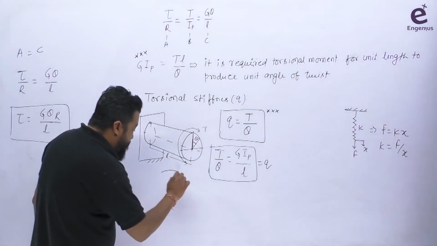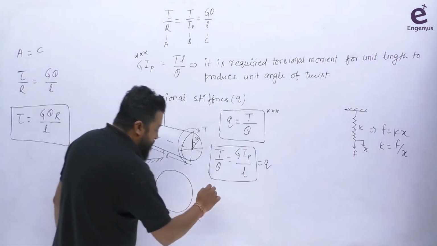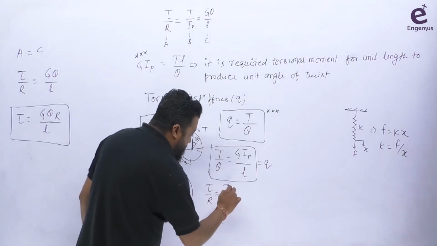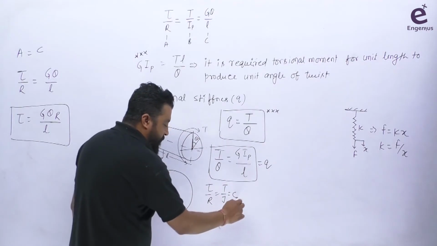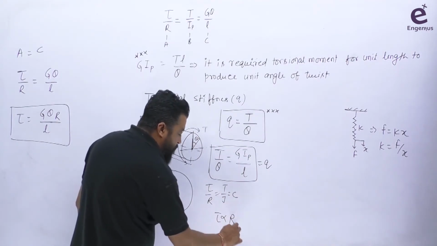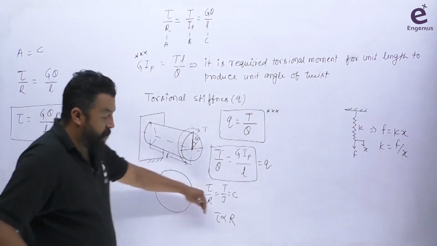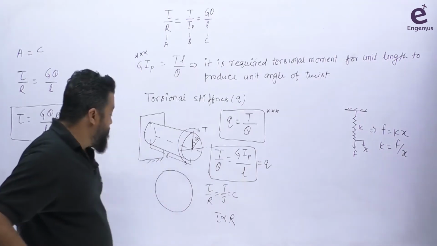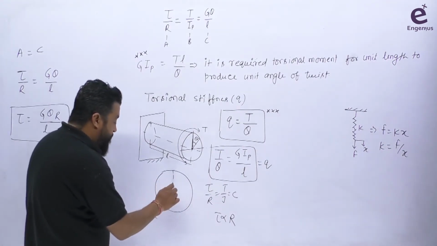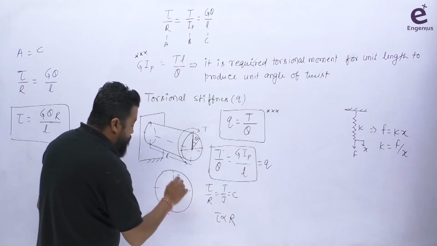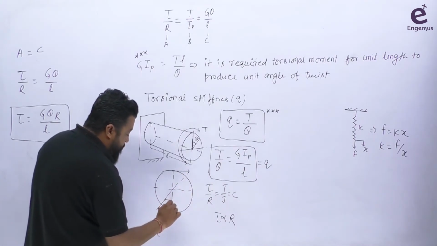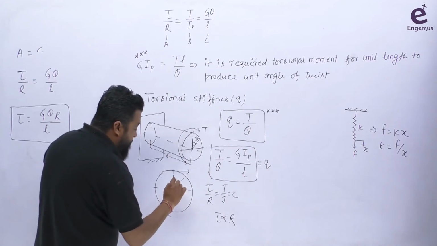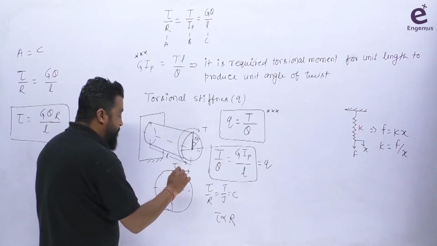The distribution of shearing stress, that we define as tau by R equals to T by J or IP. In that case, this term is a constant term here, and we know that tau is directly proportional to R here. Tau is directly proportional to radius. So over the solid shaft, the distribution of the stress will look like this one. This is a torsional stress here. Tau increases with the radius and is maximum here.